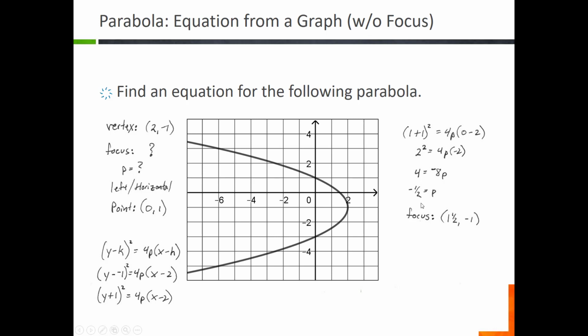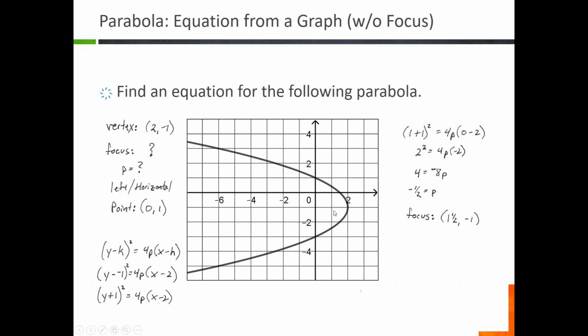And we can also use it to figure out our focus. Remember, the focus point has to be inside the curve, so it has to be to the left of the vertex. It's not going to be out here on the outside of the curve. It's going to be inside it. That means the focus has to be a half of a unit to the left of our vertex. So what's half of a unit to the left? That would be at (1.5, -1). So that's where our focus is.